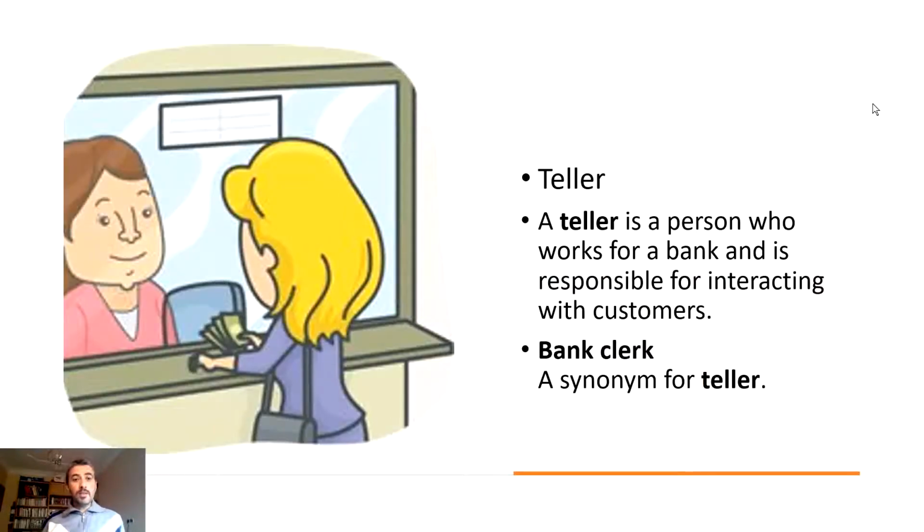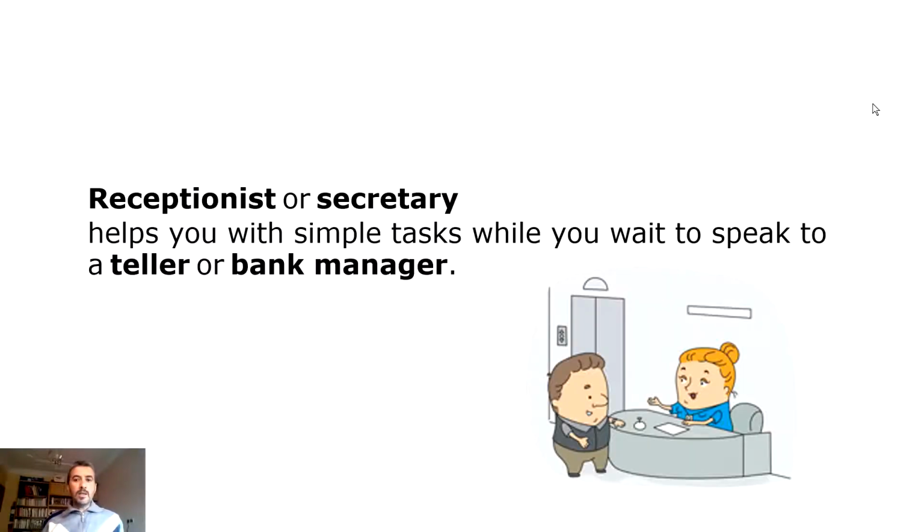The second one is the person behind the desk or behind the glass. It's called a teller. A teller is a person who works for a bank and is responsible for interacting with customers. Customers are the clients. So we say a teller or a bank clerk. So this is a teller, the person you interact with. Sometimes you just need information. You go to the bank to ask for information and you have no relation with the money, so you need to go to the receptionist or the secretary to give you some information.